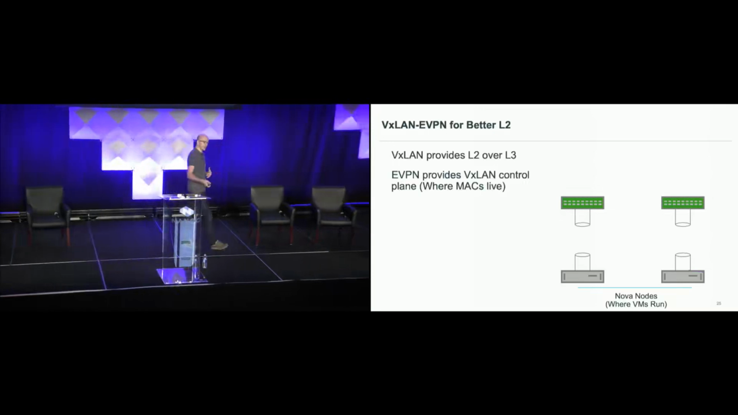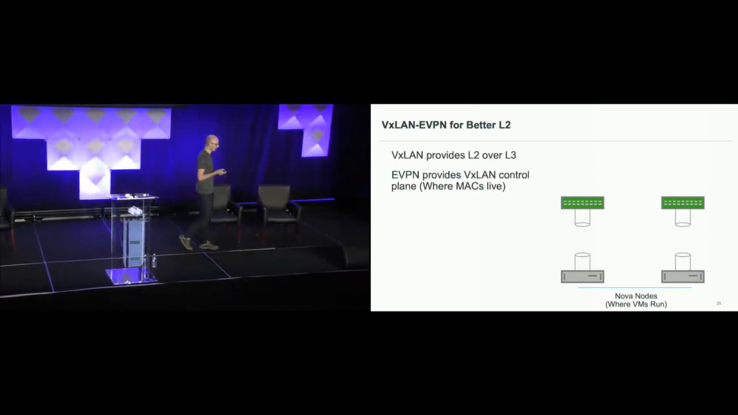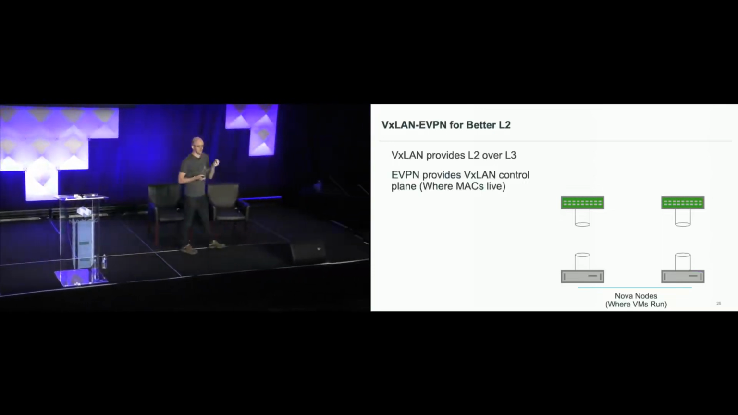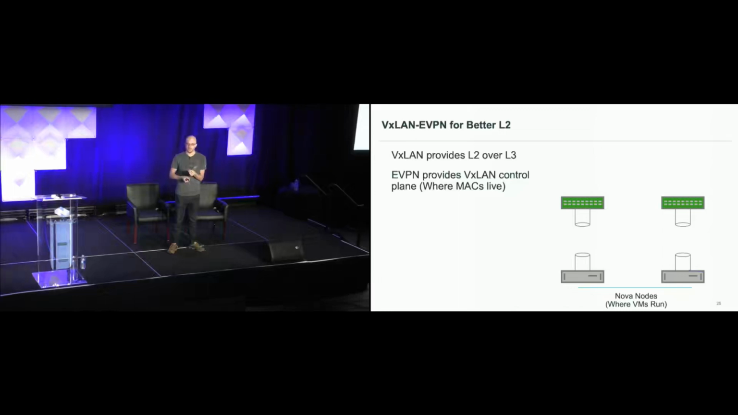EVPN is going to provide the control plane. It's going to advertise which MAC addresses live behind which devices. So as a VM spins up and a MAC gets learned on that switch, it'll use BGP EVPN to tell the rest of the network, hey, this MAC lives over here behind me. If you want to talk to it, let me know.